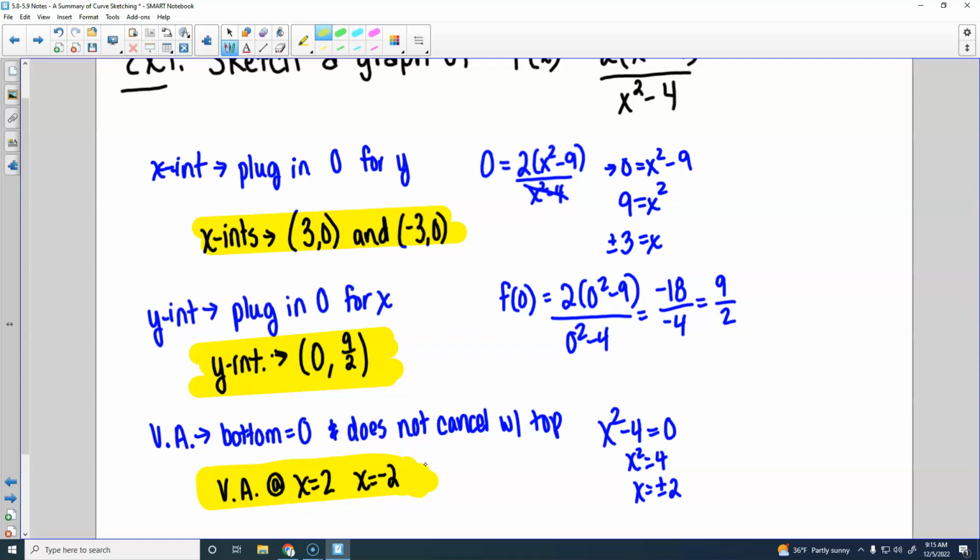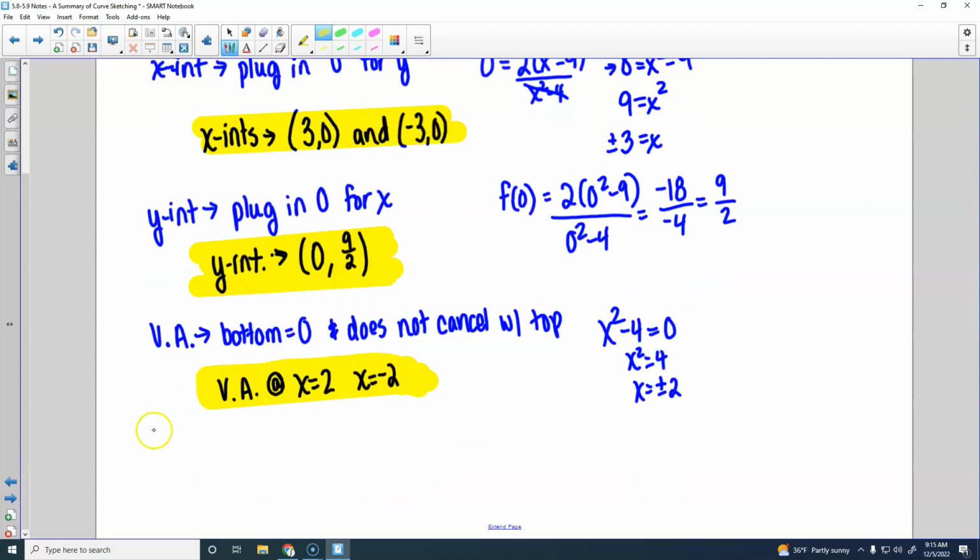Okay, everybody okay finding everything so far? All right, what about horizontal asymptotes? How do I do those? Horizontal asymptotes.